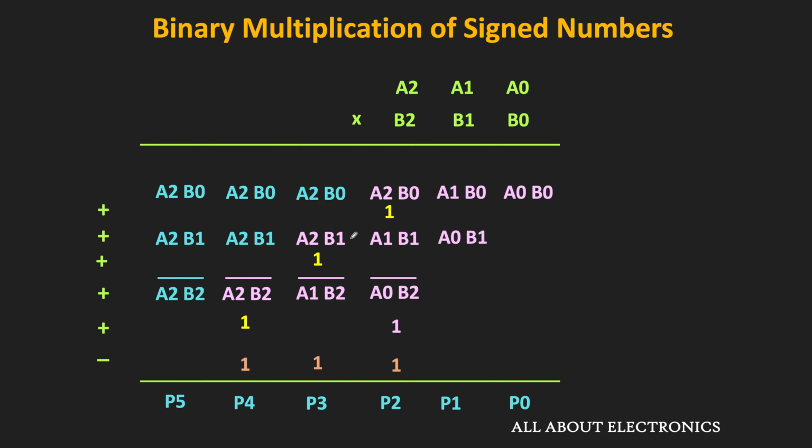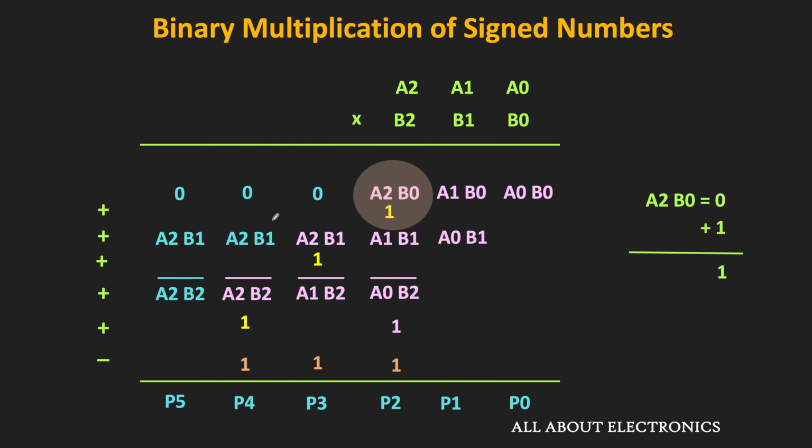So first of all, let us see this 1 which is added with the A2B0. So if the A2B0 is equal to 0, then after adding the 1, the result will be equal to 1. That means at this position, we will have 1. But since the A2B0 itself is equal to 0, all the sign extension bits will be equal to 0. And since they are 0, there is no point of writing them.